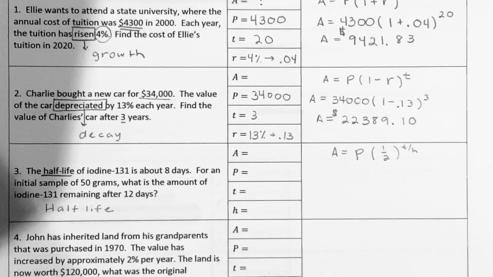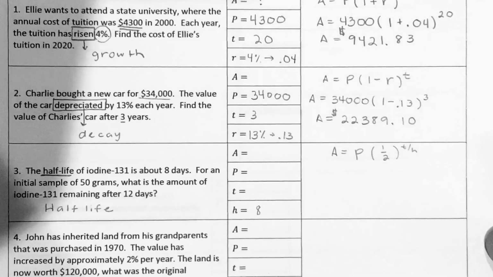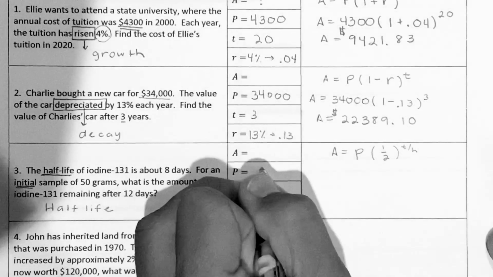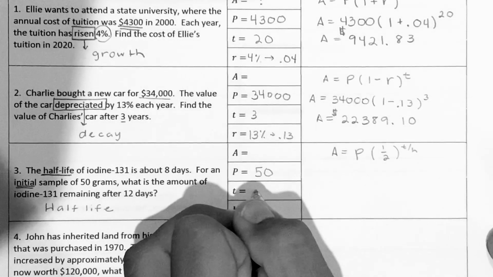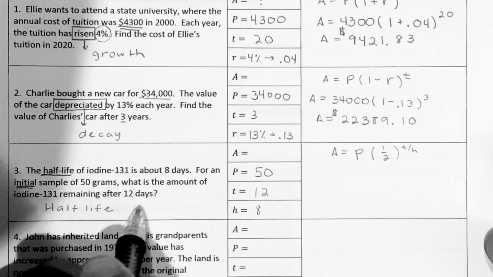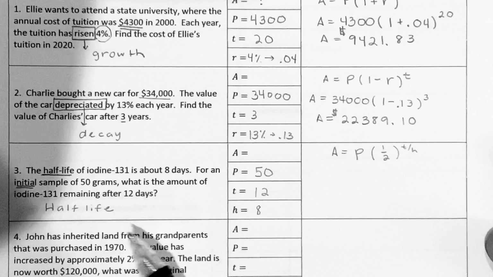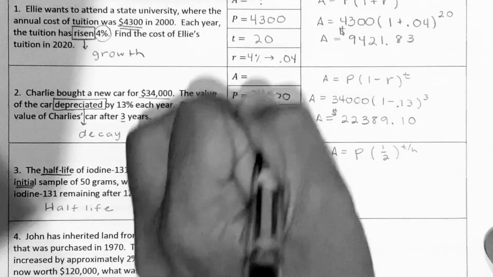All right, so it says the half-life is 8 days. That's our h value. That's what it's telling us the half-life value is. The initial sample, initial means that's what we're starting with, 50. And the t is 12 days. So this is a little bit confusing because there are two things that say days and you're like, well, that's two time values, but one is the half-life and one is the time. And again, A is what we are solving for.